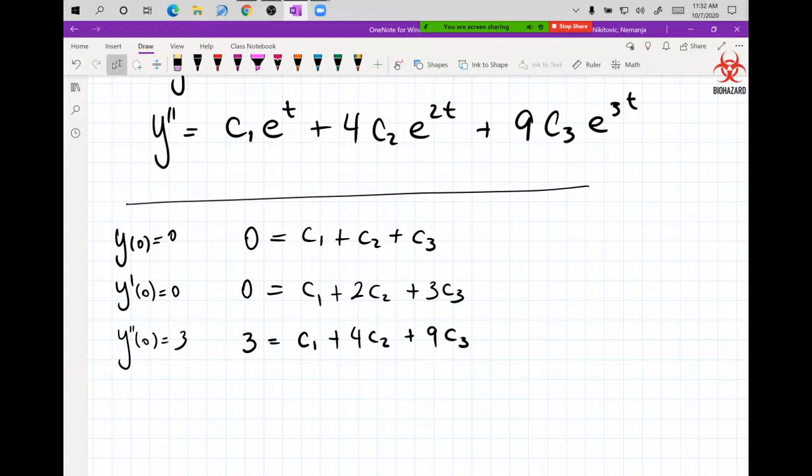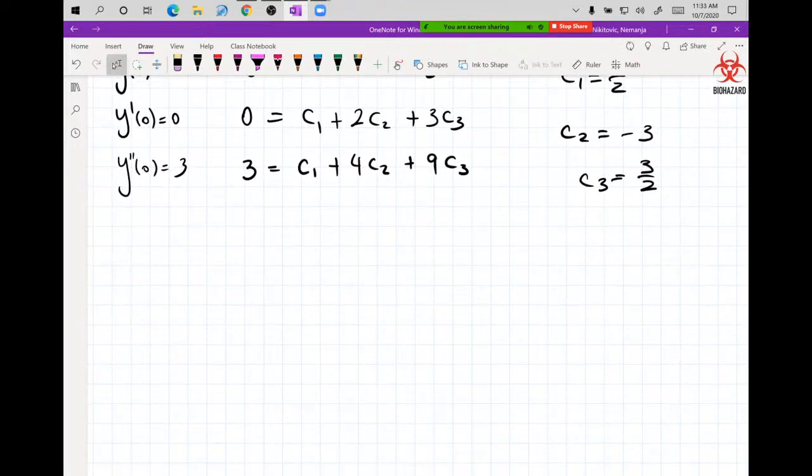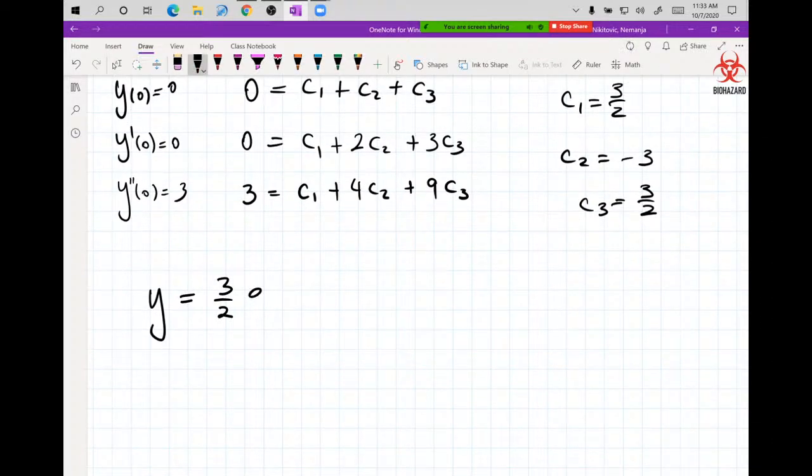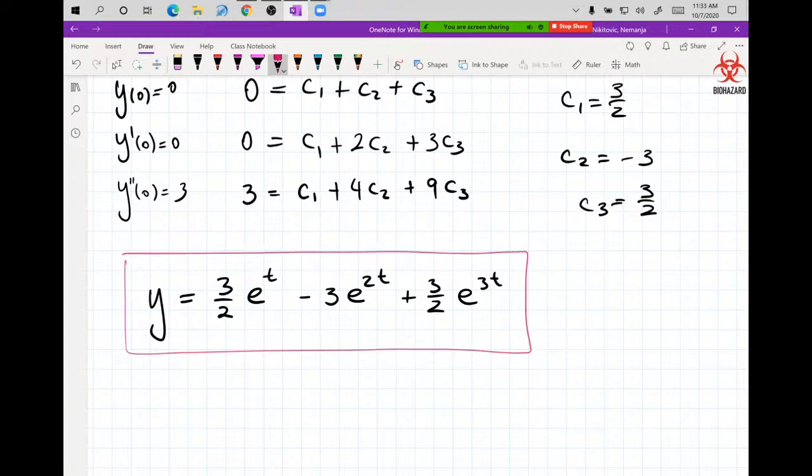The solutions that the calculator gives us is C1 is 3/2, C2 is -3, and C3 is also 3/2. Awesome. So now y equals 3/2 e to the t minus 3e to the 2t plus 3/2 e to the 3t. And this would be your particular solution, and the problem is done.